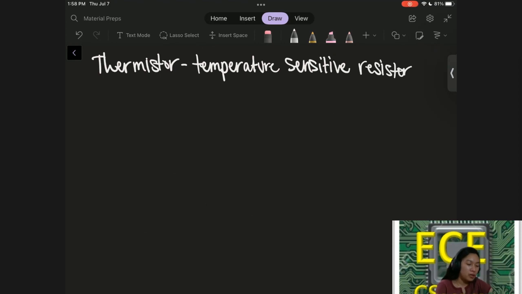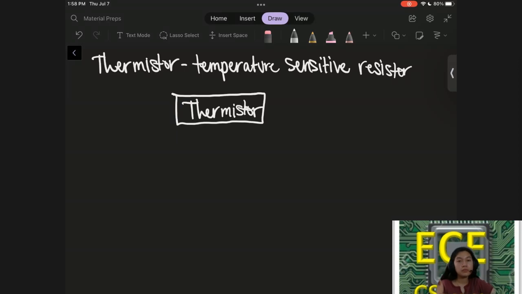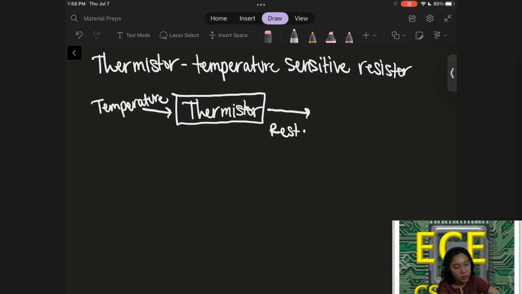So let's draw the block diagram. Let's say I have a thermistor, a little box. My input would be the temperature of its environment, and the output is its resistance.